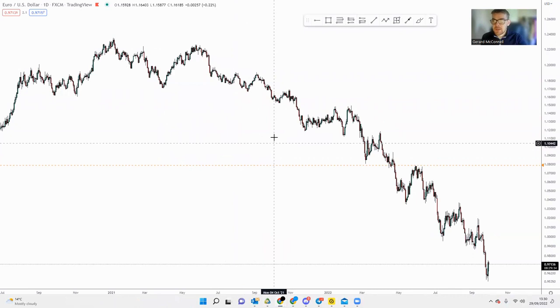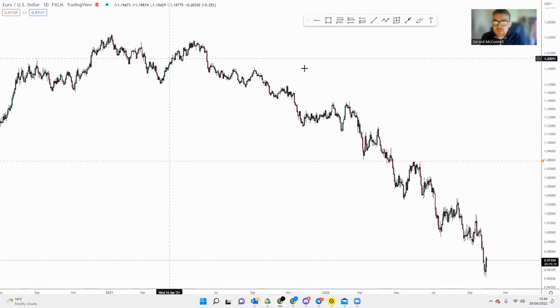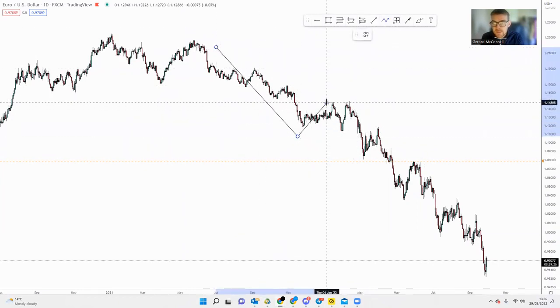Which way is the trend moving? Is it moving lower? Is it moving higher? And we can see here in this example that the trend, broadly speaking, is just continually grinding lower.